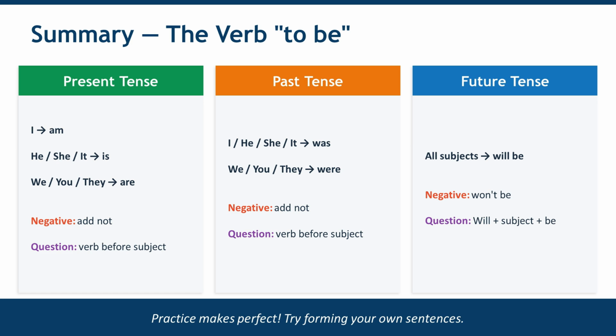For all three tenses, the rules for negative sentences and questions are the same. To make a negative sentence, add not after the verb. To form a question, move the verb before the subject. In the future tense, the negative form is won't be, and questions start with will. Now I encourage you to practice by forming your own sentences using the verb to be.